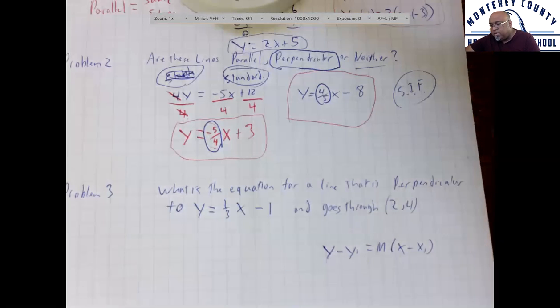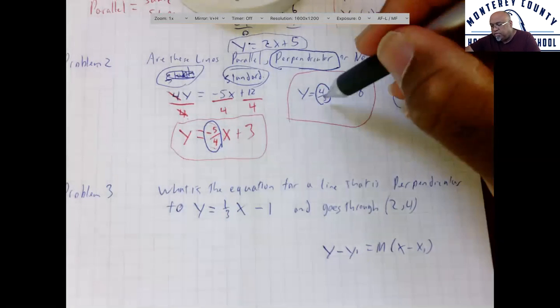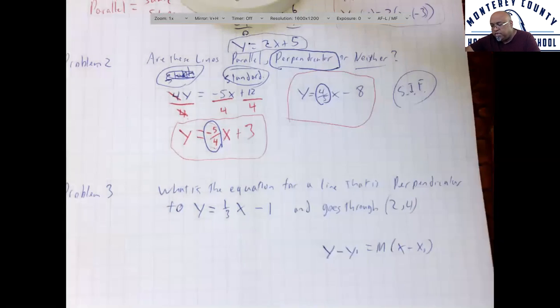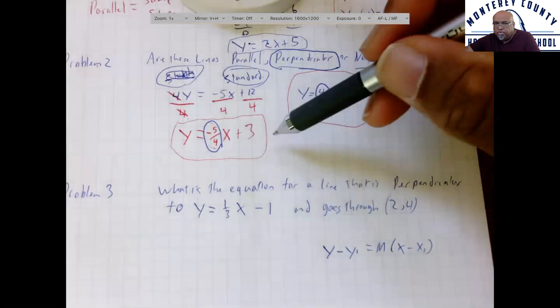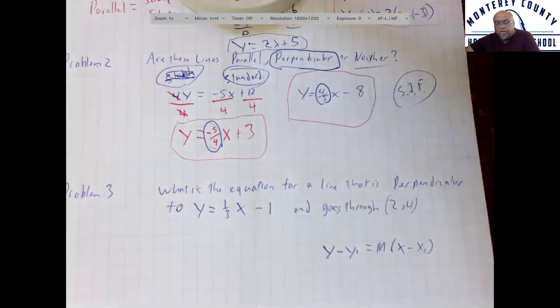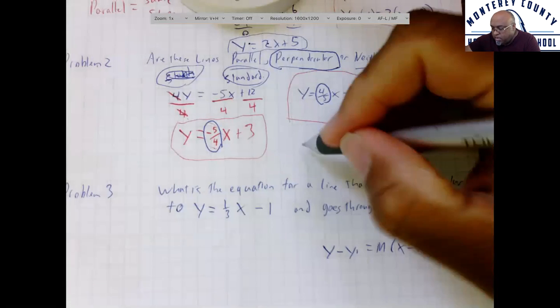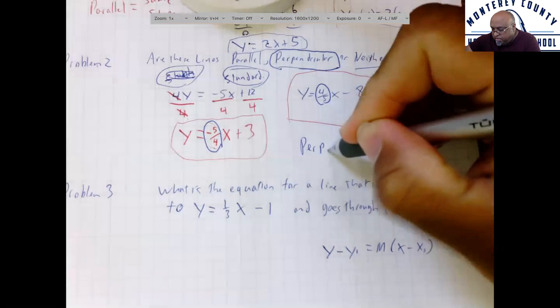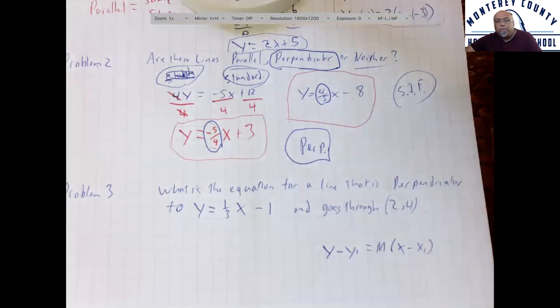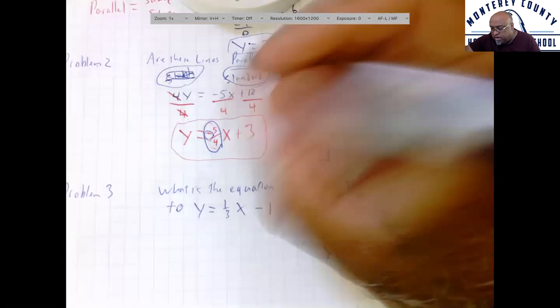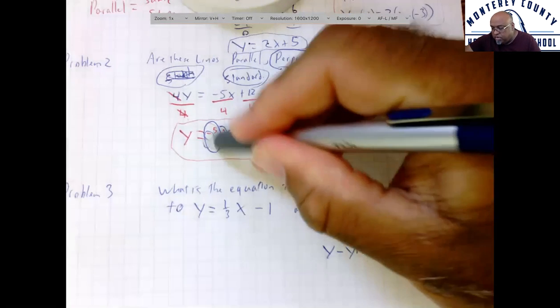If it's parallel, it would have the exact same slope. Like this is 4/5, then this would be 4/5. If it is neither, then it wouldn't be opposite reciprocal. It could just be any other number as long as it's not this number. Okay? So the answer is it's perpendicular because, I'll just put perp. It's perpendicular because it is opposite and reciprocal of the other fraction.